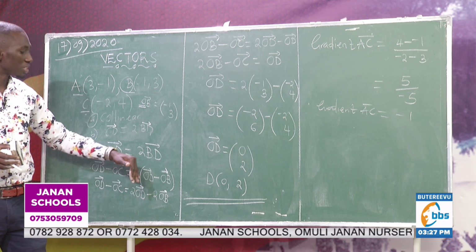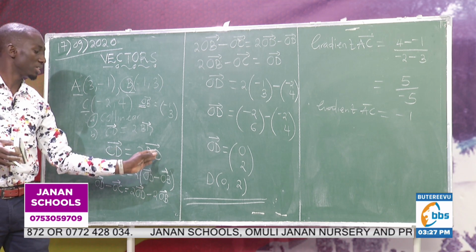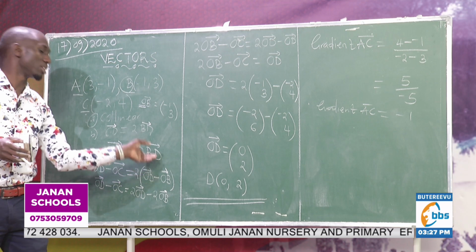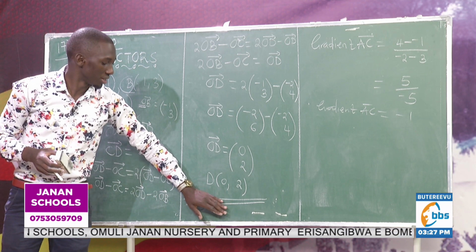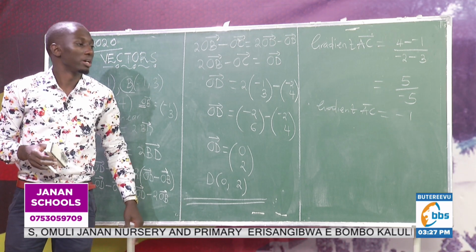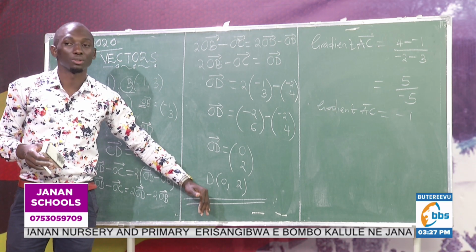But still, we talked about this, that you look at the last letter. This is D, so you're going to get OD minus OB. So this will be the coordinate for D. It will be (0, 2). Then you're going to look at number 4. I think I can go to number 4 now.